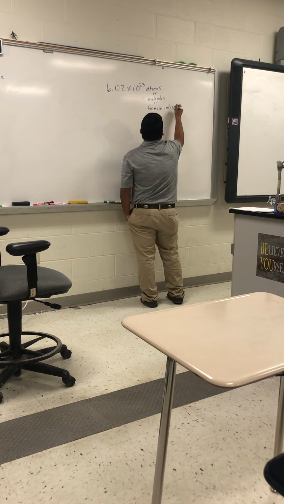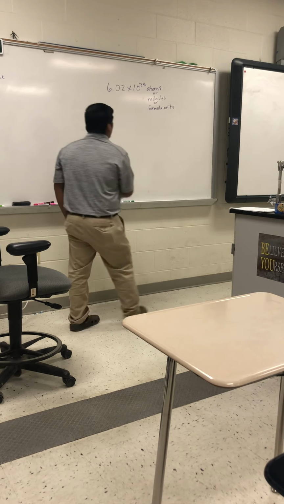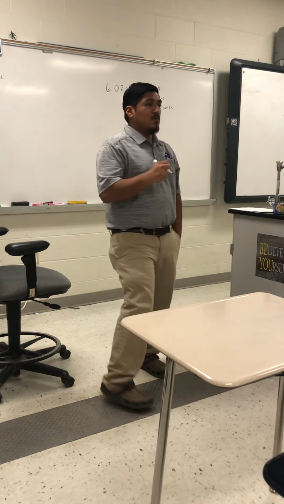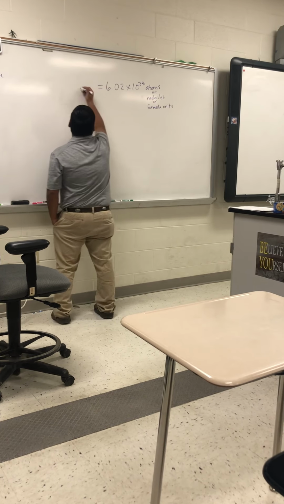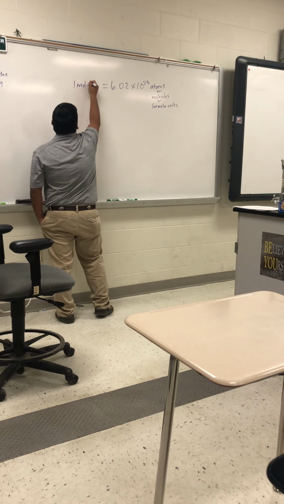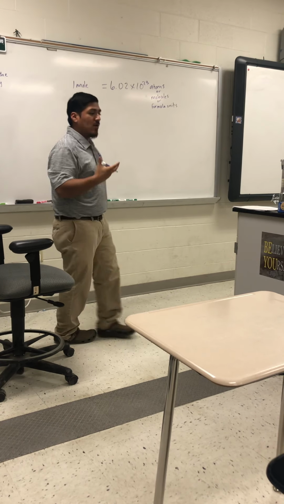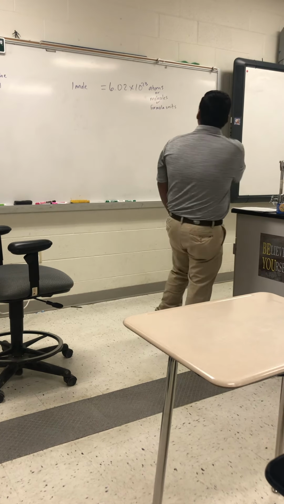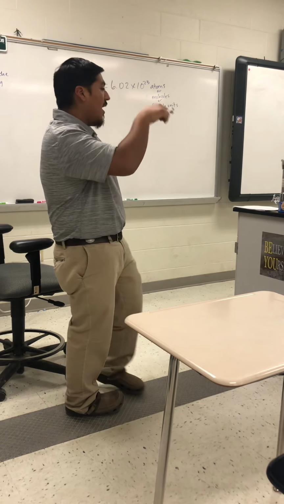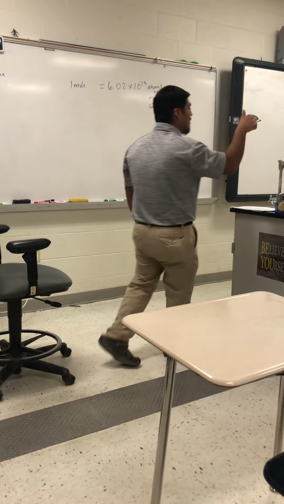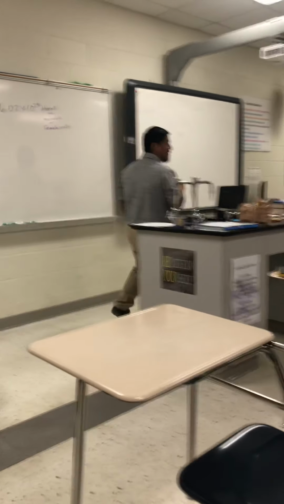Alright, so who can tell me what's the same thing as Avogadro's number? The mole. That's right, so the mole. The Avogadro number is the same thing as a mole. And we use this to determine how much something weighs, or its mass. So let's say I have 6.02 times 10 to the 23 atoms of hydrogen. How much will 1 mole of hydrogen weigh?